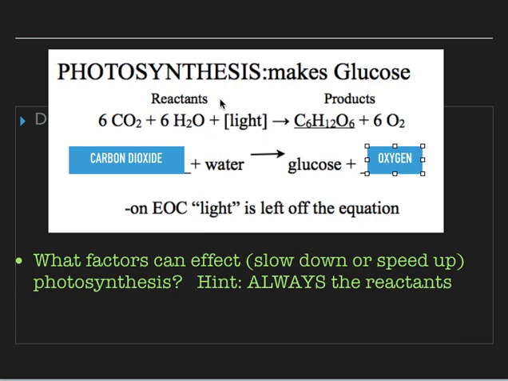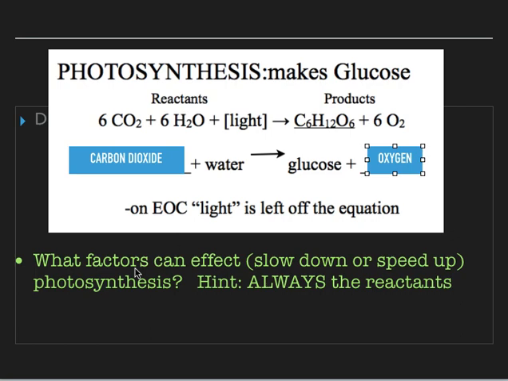So the reactants react with each other. So carbon dioxide and water mix in a plant chloroplast with the presence of the sunlight, and it produces glucose, C6H12O6, which is glucose, and oxygen. Okay, sometimes in state exams and tests, the word light is left off to try to trick you.